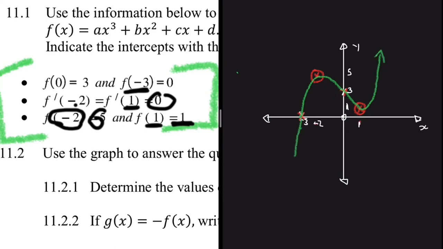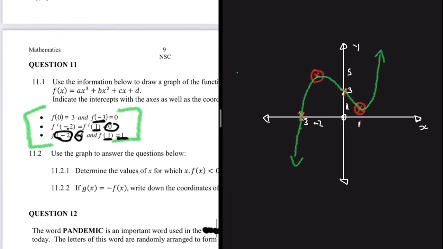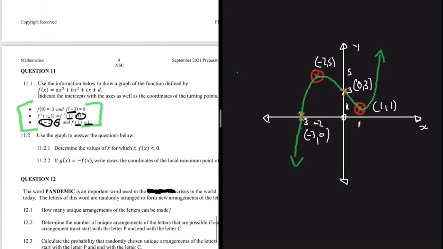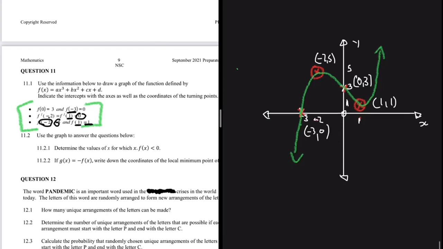And then on this side, it keeps on going down. Now we just have to indicate our coordinates, right? So here we're saying that this is 1 and 1. And here we're saying that this is minus 2 and 5. And here we have 0 and 3. Here at this point, we have minus 3 and 0. And yeah, that's how we construct our graph. You start with the points, you determine the turning points, and now it becomes easy to see what your graph is supposed to look like.